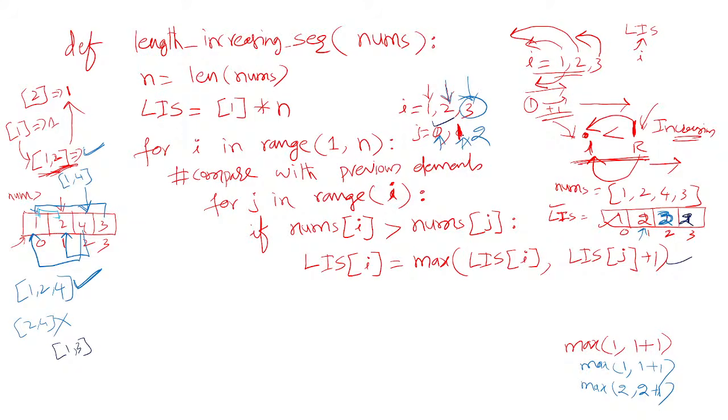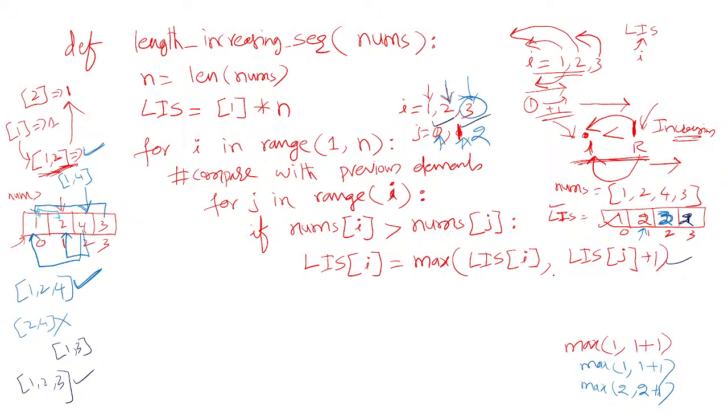Then j value becomes 1 here. Then it checks nums of 3 greater than nums of 1. So 3 greater than 2, yes. So then we update this lis value here. Up to 2 there is one increasing sequence 1 2. When combined with 3, now it forms lis with length 3 here. 1 2 3 will be formed here.